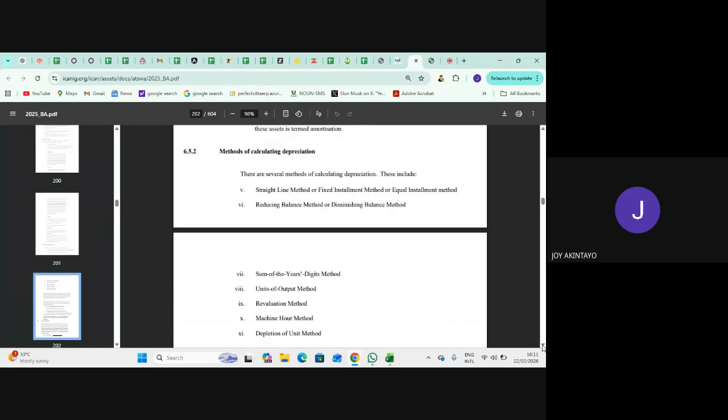Then what are the ways by which we can actually get the value of our assets at the end of each financial year? What are those things we'll be looking at? Number one, there are several methods of calculating depreciation. We have several methods of calculating depreciation. One is to calculate.